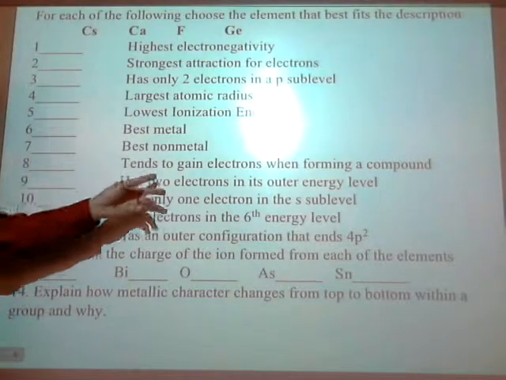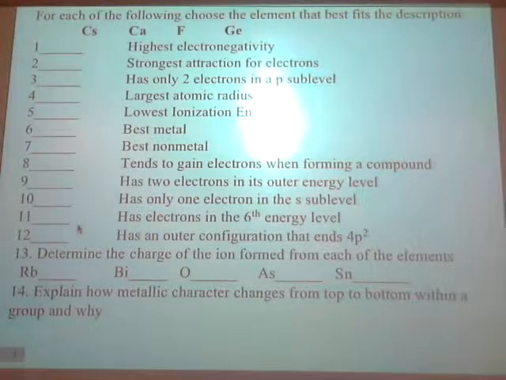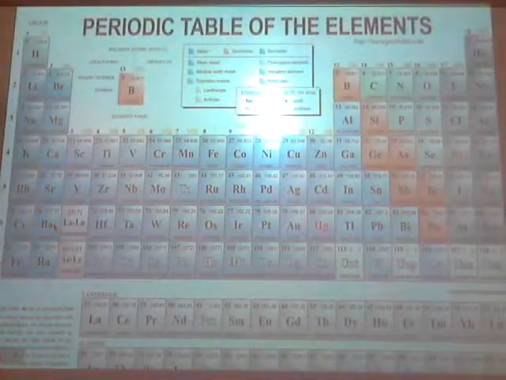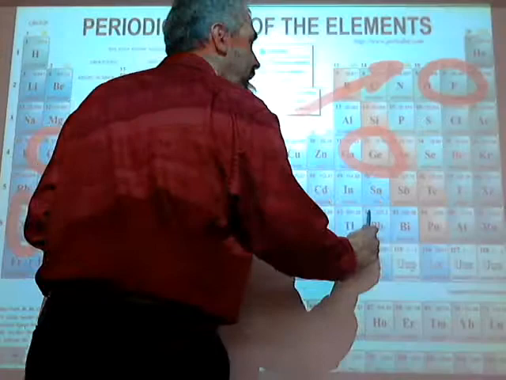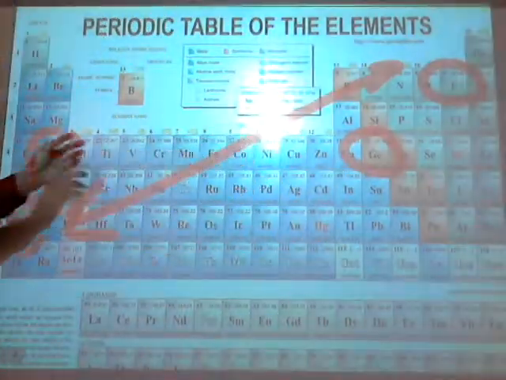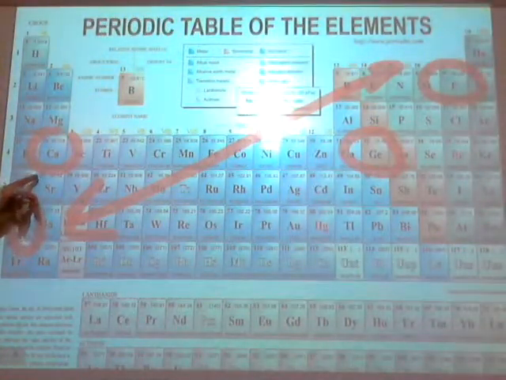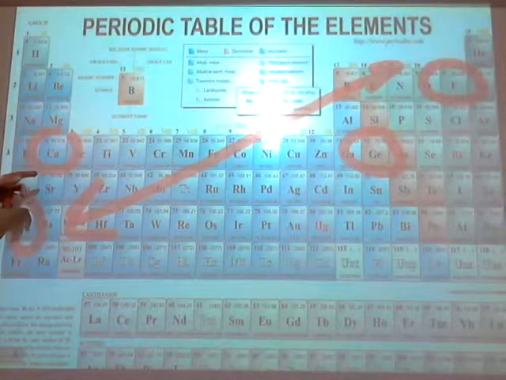Next one. Has 2 electrons in the outer energy level. Now I'm not limited to those guys that I eliminated. I can choose anybody of those 4. And I said 2 in the outer energy level as opposed to 2 in the P. I bet some people for the 2 in the P put down calcium. Calcium's the answer for this guy. He's got 2 in his outer energy level. Got it?